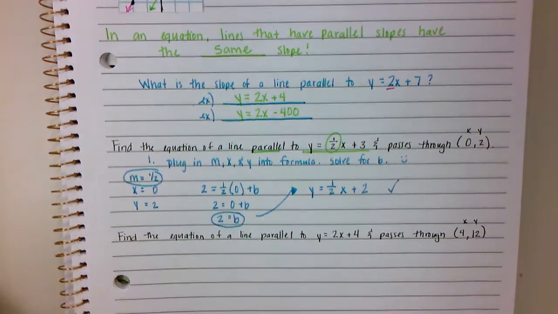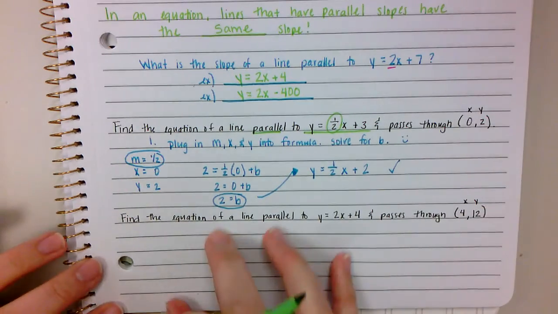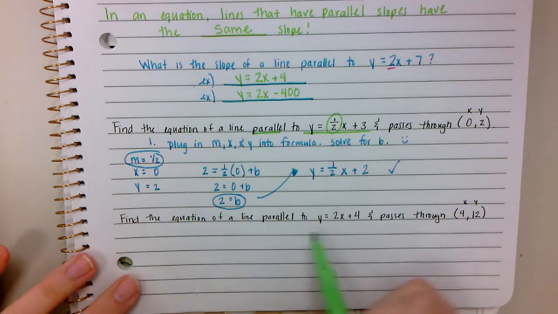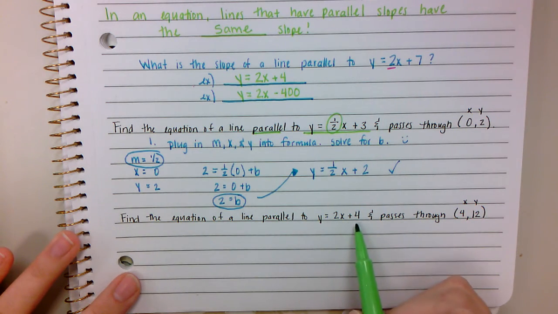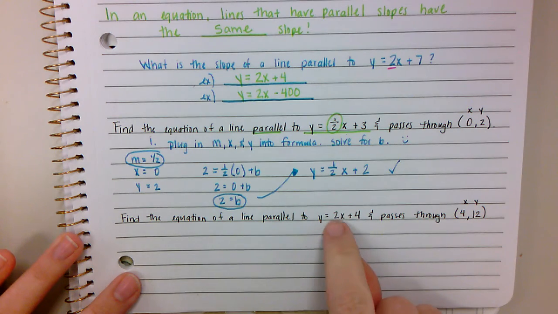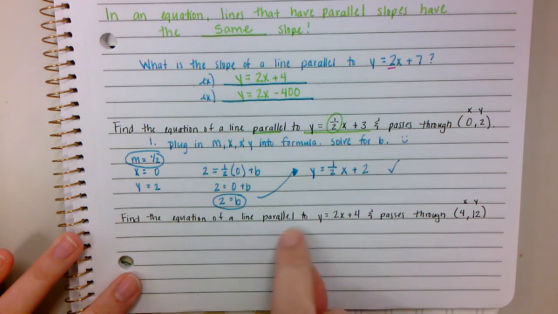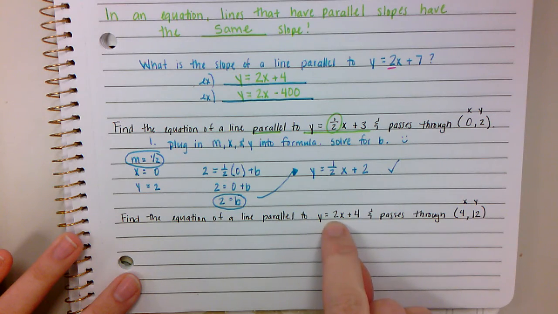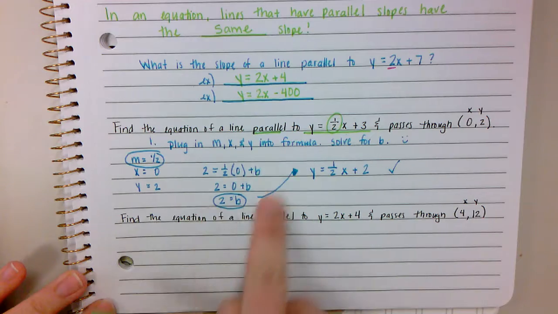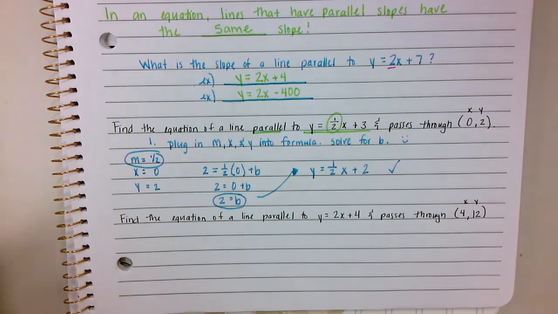And so the last equation in your notes, you need to write this down so that when you come to class, it's done. But it says find the equation of a line parallel to y equals 2x plus 4 and passes through 4, 12. So you're going to pull this slope because it has to be parallel to it. It has to have that same slope. You'll pull this x value and you'll pull this y value. You'll do exactly what we just did here to get your equation of the line. And that's all for your notes.